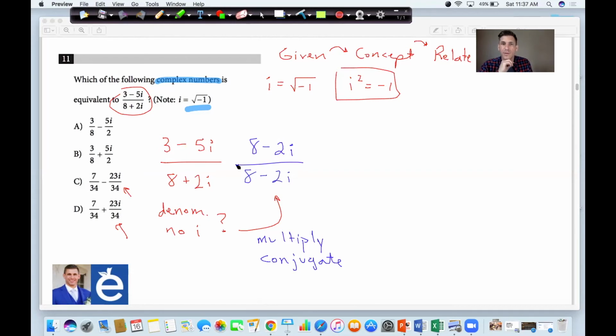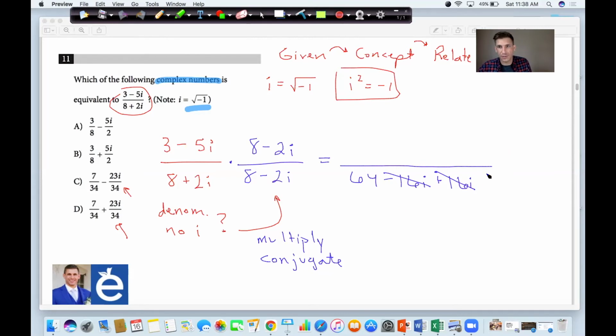And this is what I mean, just to make it clear for you. When I multiply 8 times 8, I get 64, and I'll put this all in the denominator. 8 times negative 2i gives me minus 16i. 2i times 8 gives me positive 16i. Now, notice these like terms will cancel. Because these like terms cancel, that is why I multiplied by my negative 2i, or in this case, my conjugate.